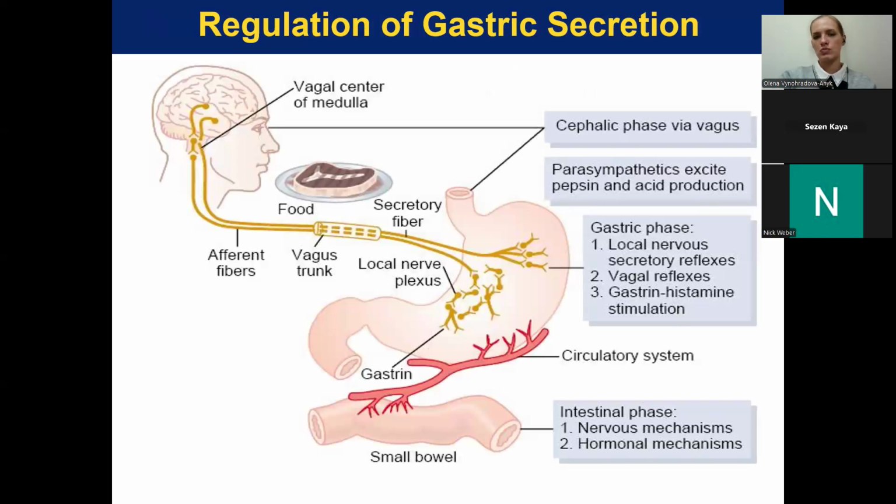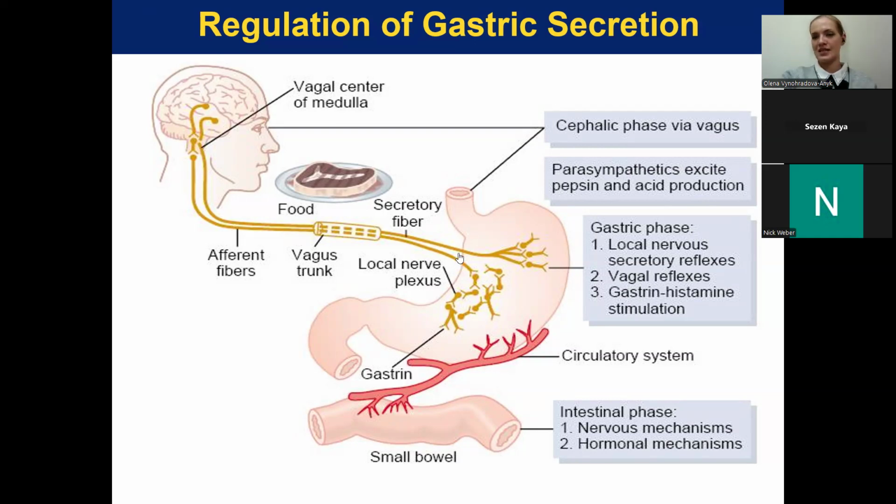Okay, and it is also important to know that secretion of gastric juice happens in three phases. The first phase is the cephalic phase, through the vagus. What does a cephalic phase mean? Gastric juice production happens when we see food, when we smell food, when we begin chewing food, when we even imagine, if we are hungry and imagine food, then we have stimulation of gastric juice production.